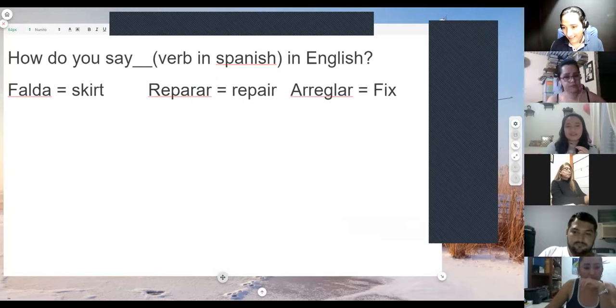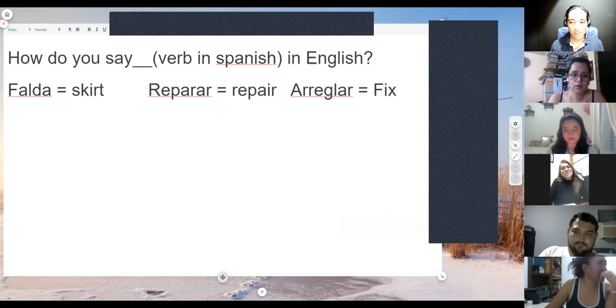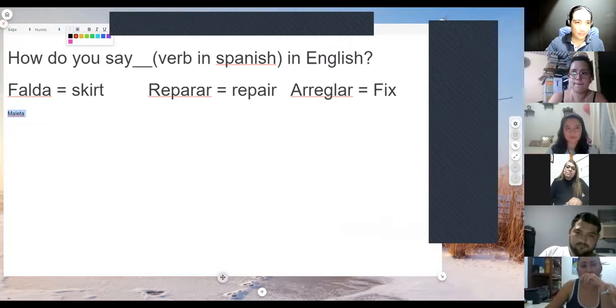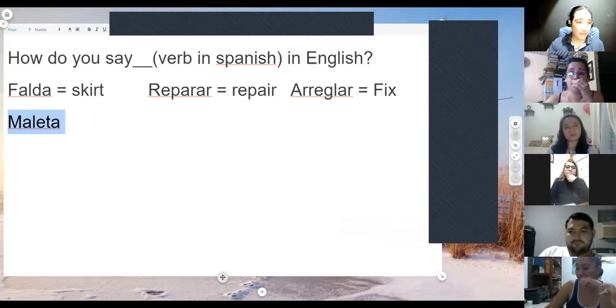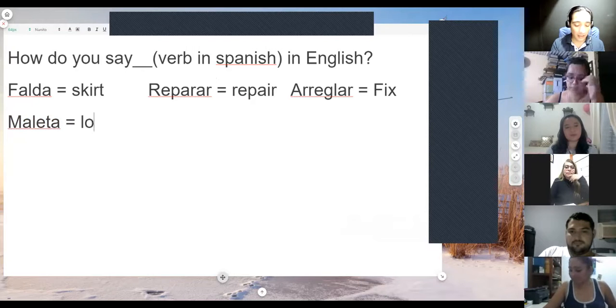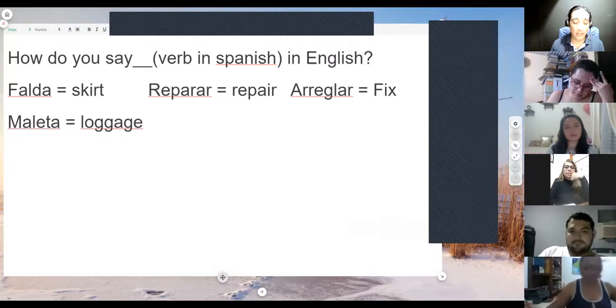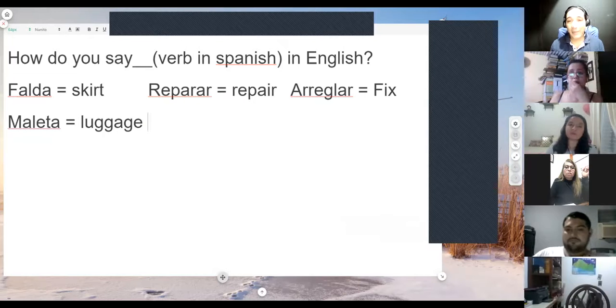Fix. Next, Gloria. Teacher, how do you say, como valija o maleta? Okay. Oh, God, sorry. Okay, talking about a suitcase, a luggage. There's a lot of ways of saying that word. Hold on. Okay. Maleta. You can say luggage. Luggage, but this is in general. Luggage. Equipaje.